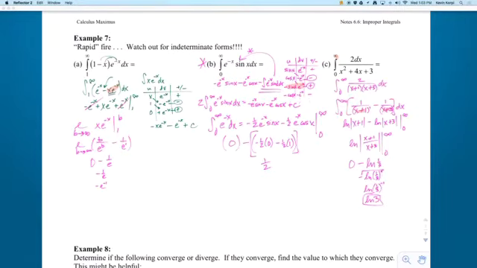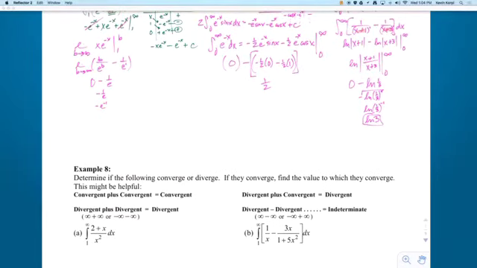Good stuff. So I don't know if that was really rapid fire, because each one took a good amount of time, but maybe we did them as efficiently and quickly as we could without making careless mistakes. All right, questions on example 7. Indeterminate forms. We're getting into infinity, which is always a lot more fun.